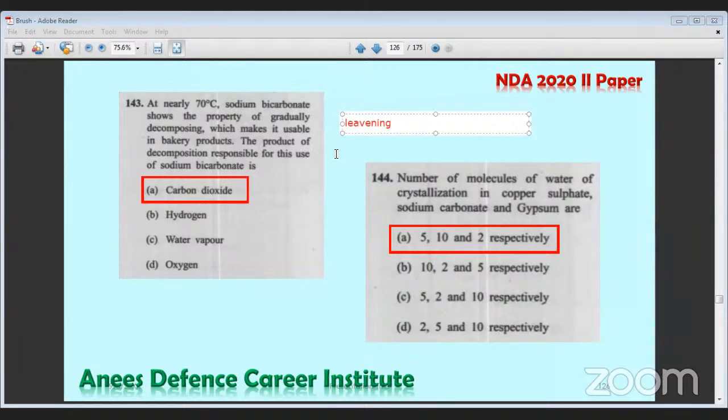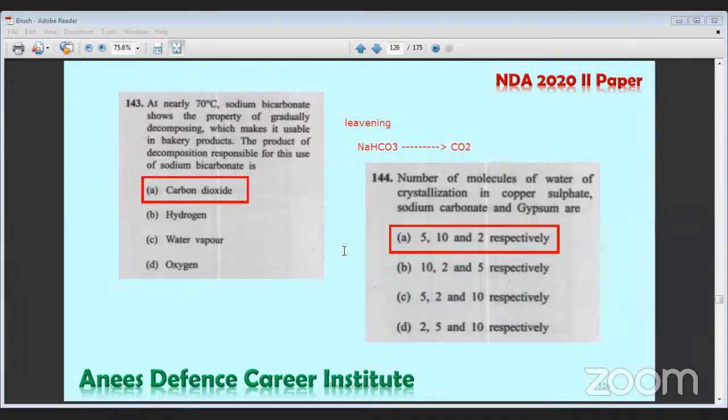अच्छा, सोडियम बाइकार्बोनेट क्या है? NaHCO3. देखो CO3 दिखा. CO3 क्या देगा? What will it give you? Of course, it will lead to CO2 production. Do you agree? This CO2 is responsible for that fluffing action.